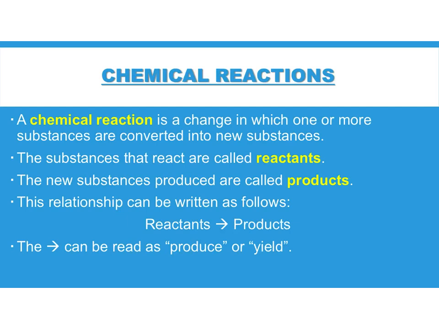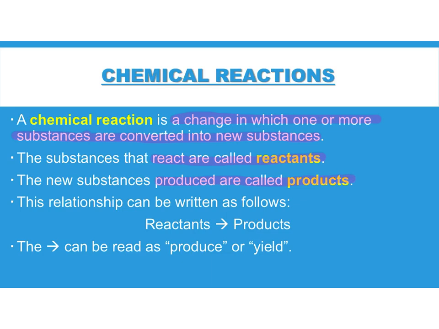So, to start off, a chemical reaction is a change in which one or more substances are converted into new substances. Chemical reactions show chemical changes. The substances that react are called reactants. The substances that are produced are called products.